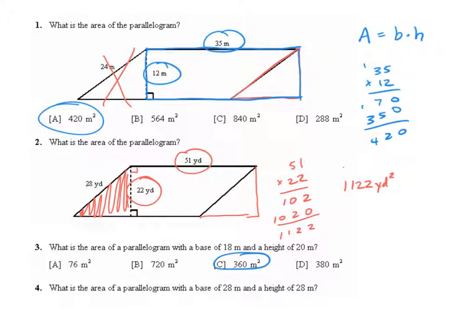And number 4, area of a parallelogram with a base of 28 and a height of 28. We'll multiply 28 times 28. So we have 784 square meters.